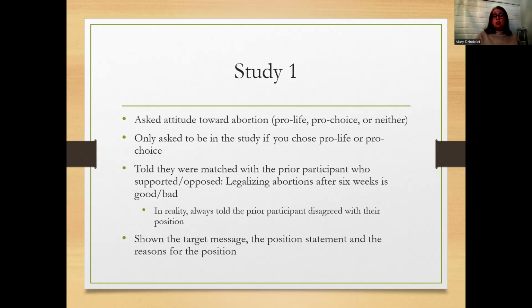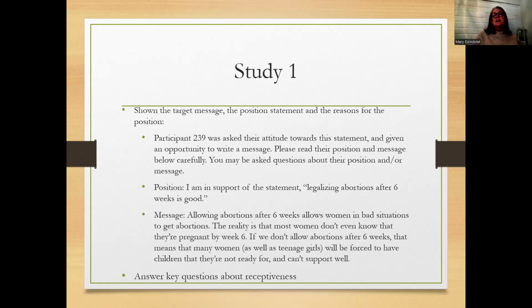Instead, they were shown a target message, the position statement and reasons for the position, that were created by the experimenter. And here's an example of one. So in the article, it gives this example. A participant, maybe participant number 240, would be shown: Participant number 239 was asked their attitude toward this statement and given an opportunity to write a message. Please read their position and message below carefully. You may be asked questions about their position and/or message.